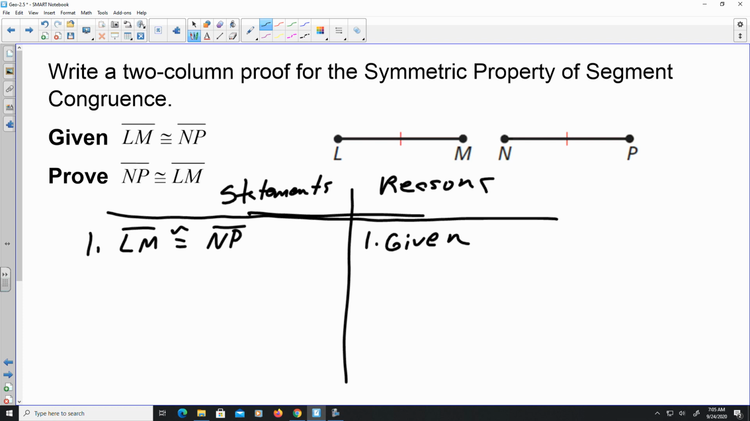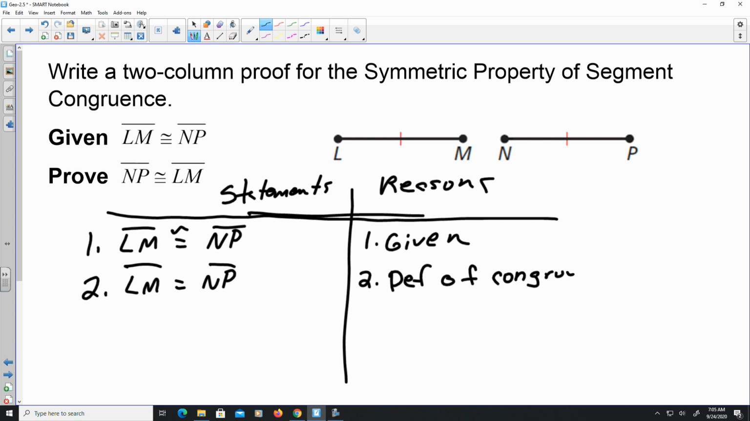So for some reason, I'm not exactly sure, what they want you to do here is convert these line segments from congruent to equal. So what you're basically going to do now is write the same thing, except instead of being congruent, they're going to be equal. And your reasoning for that is the definition of congruent segments, because if they're congruent, they are equal.